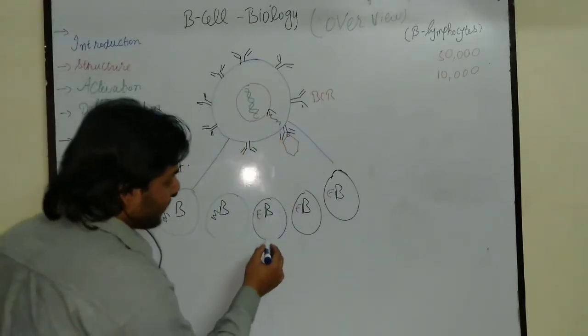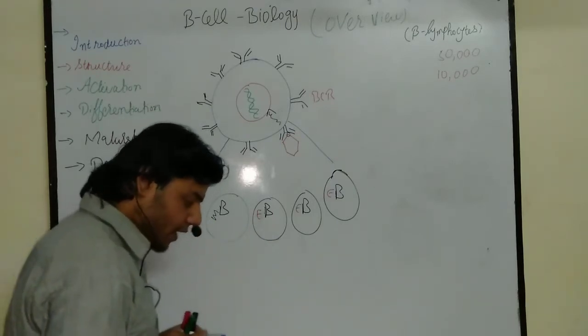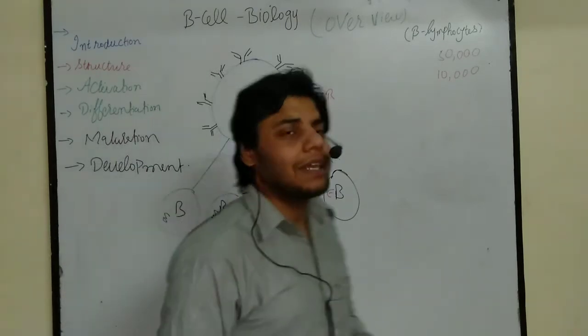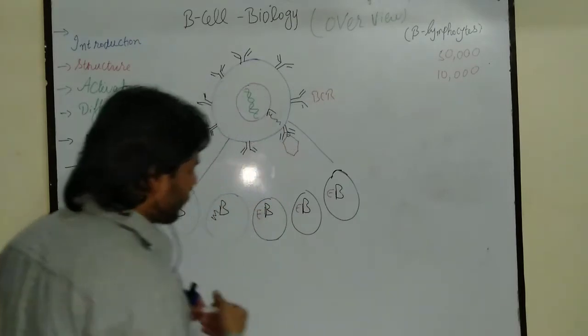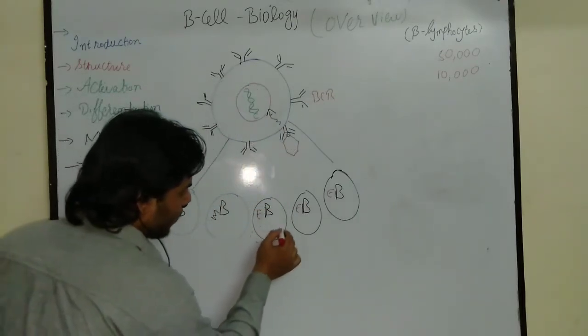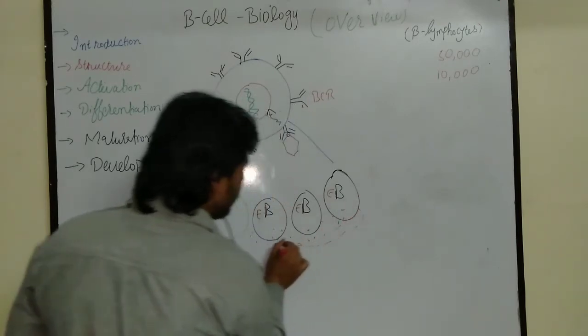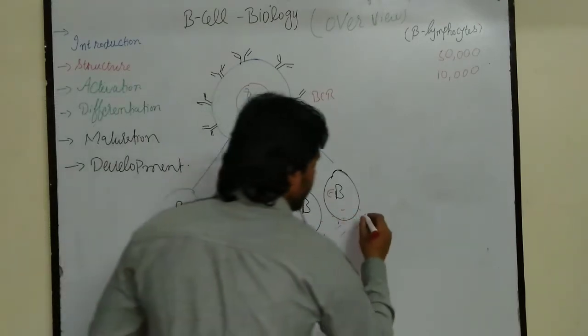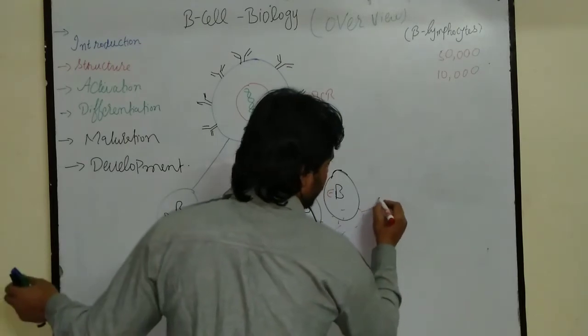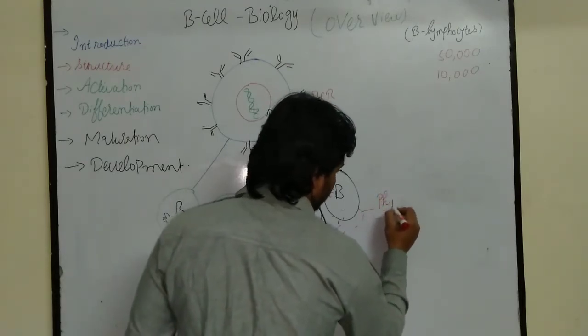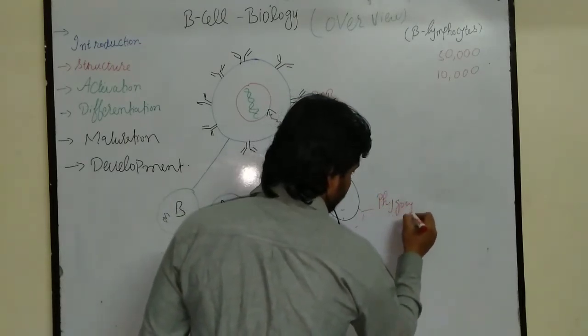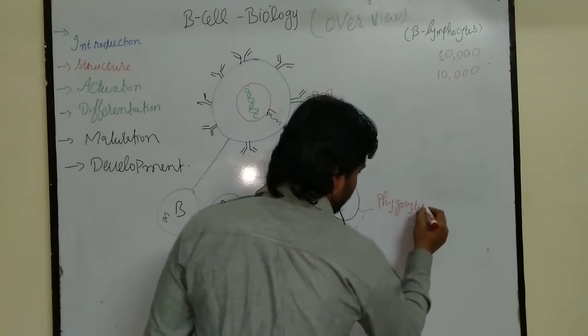Then we have the effector B cell. And what can the effector B cell actually do? The effector B cell can produce different kinds of cytokines, as you can see. Each cytokine will activate phagocytic cells.